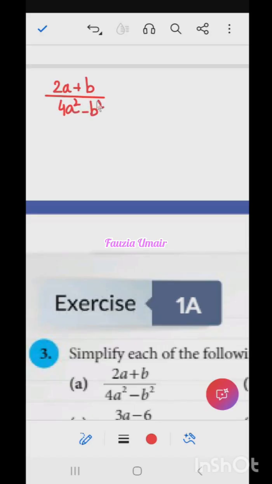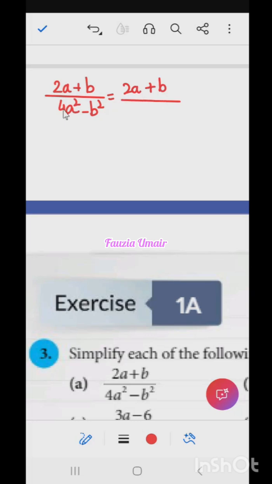Okay, can we factorize the numerator 2a plus b? Can we factorize it by any factorization method? No, we cannot. In the simplest form, 2a plus b will remain as it is, right?